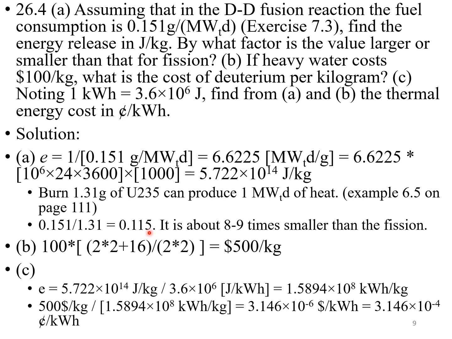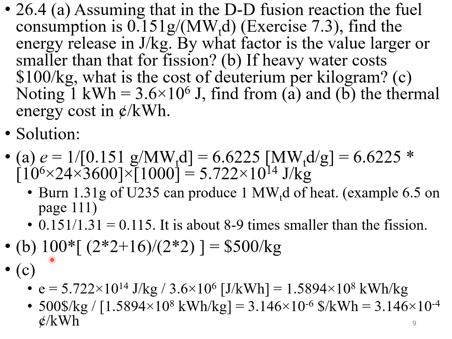Or you can have another conclusion. To produce the same amount of energy, the fusion fuel will be 82 times smaller than that of fission. So it means the fusion fuel will be more efficient. Problem B. If heavy water cost is $100 per kilogram, then what is the cost for deuterium per kilogram?